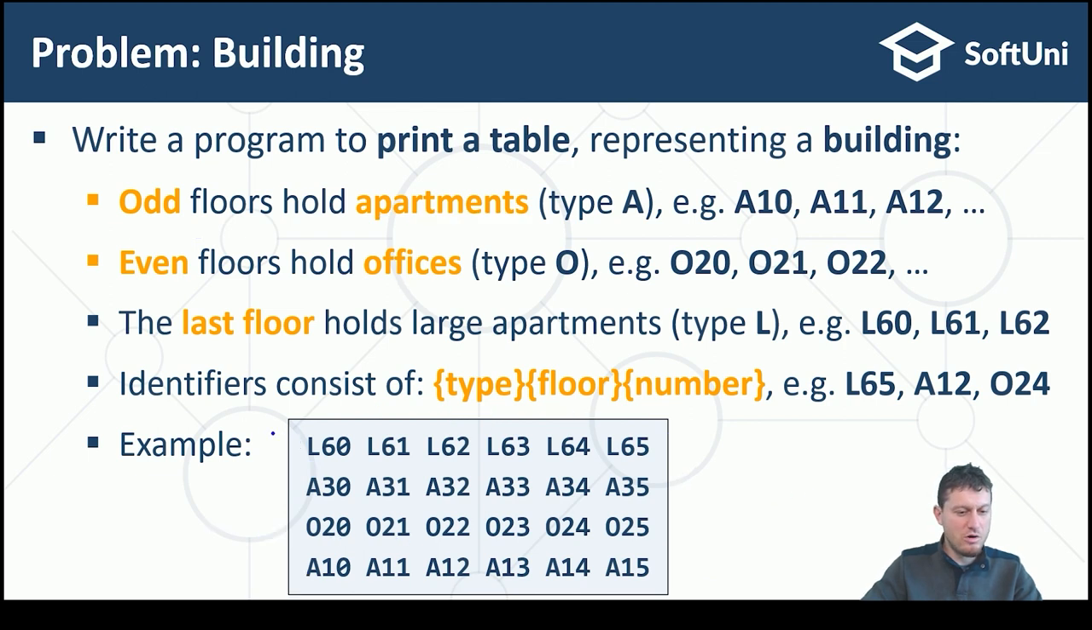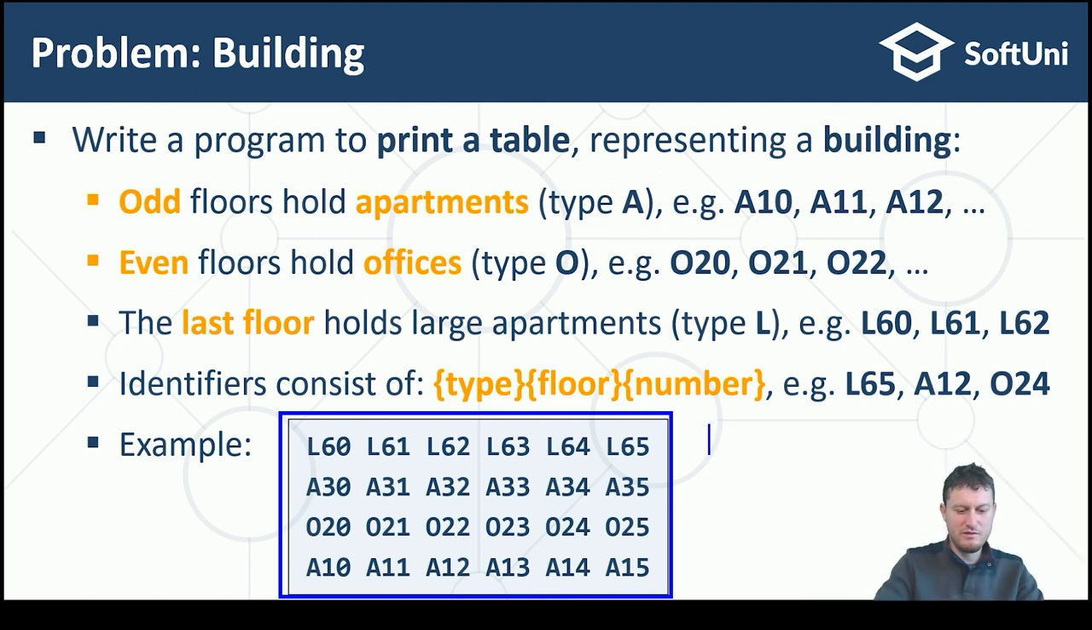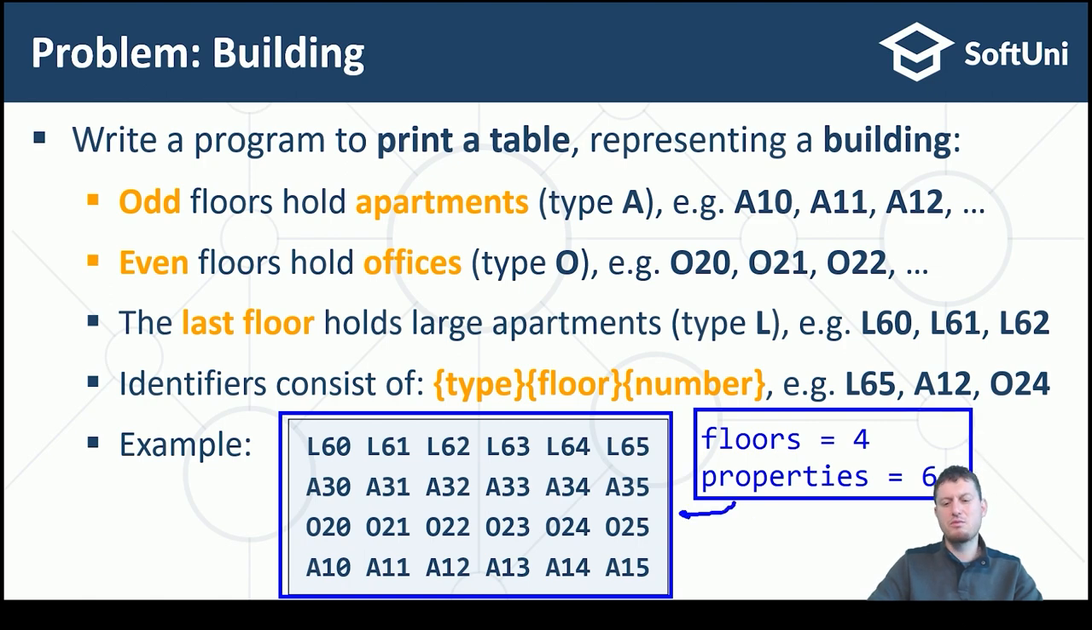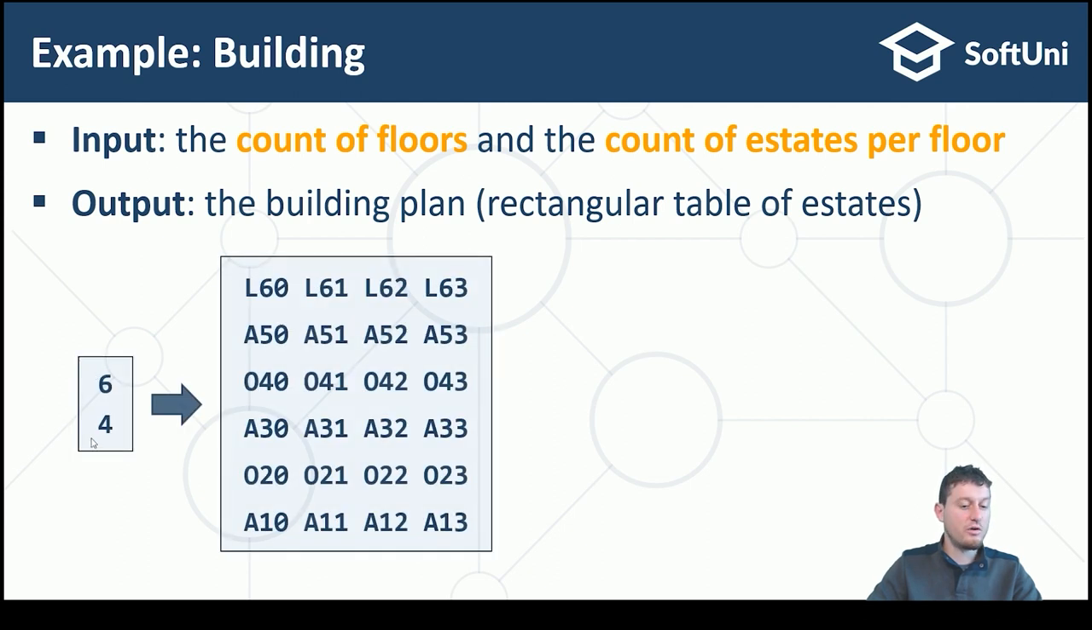So your goal is to print a table like this for a given number of floors, for example 4 floors here, and a given number of properties per floor, which is here 6. So if we have 4 and 6, the output will be this one. Okay, so this is an example. As input, we take the count of floors and the count of estates per floor, and the output is the building plan, a rectangular table of estates. This is another example, 6 floors and 4 estates per floor. This is the output.